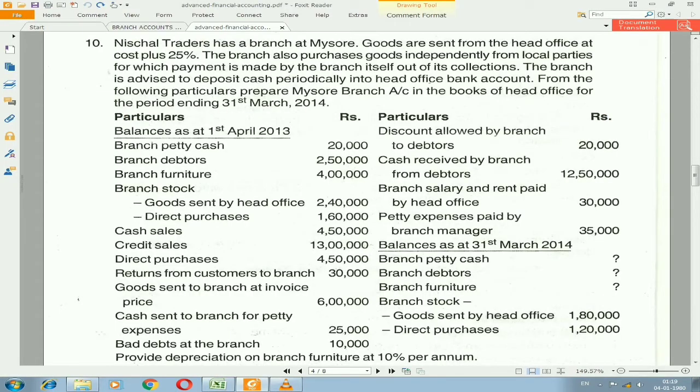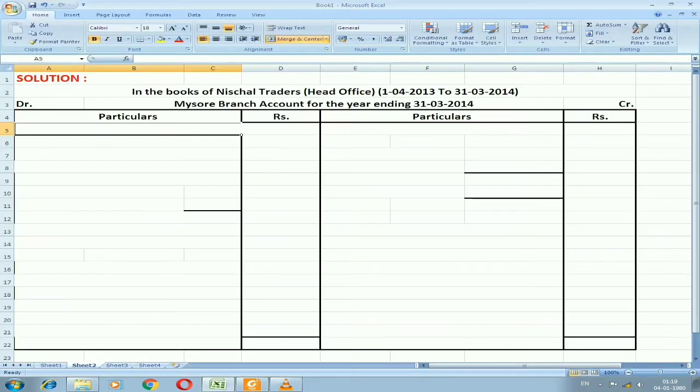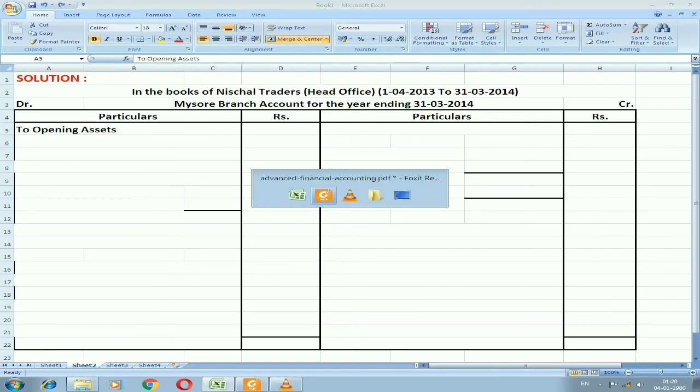Let us start with the branch account in the name of Nischal Traders Mysuru branch account. As they have given, the date is 1/4/2013 to 31/3/2014, in the books of Nischal Traders head office, and the Mysuru branch account for the year ending 31/3/2014. Particulars, rupees, and particulars, rupees. While preparing the branch account, we always start from the debit side by recording the branch opening assets on the date of 1/4/2013.